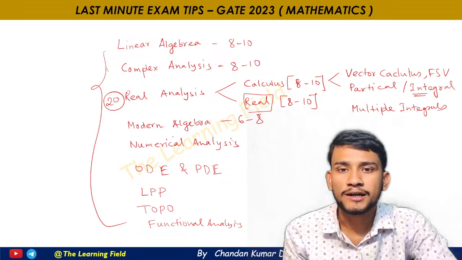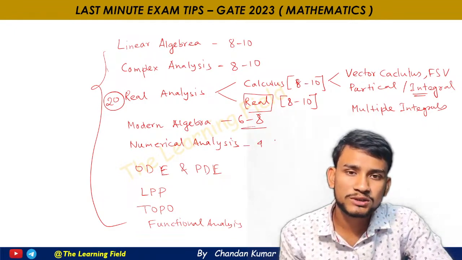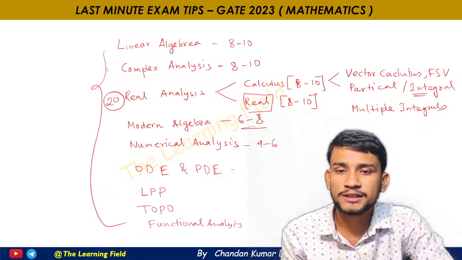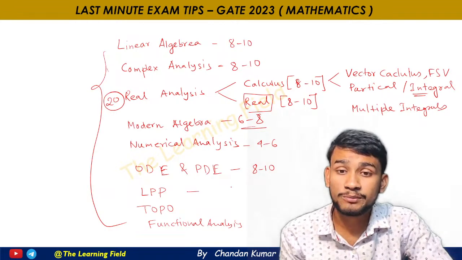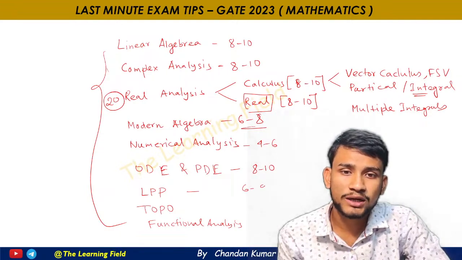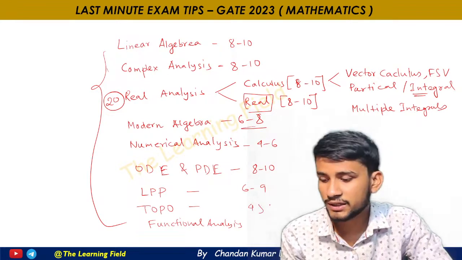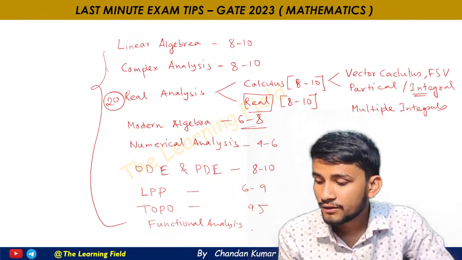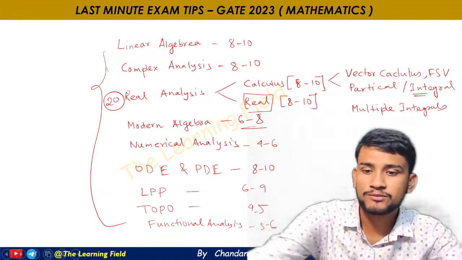In modern algebra, 6 to 8 marks come. In numerical analysis, 4 to 6 marks come. In ODE and PDE, 8 to 10 marks come. LPP is a very weighted topic, and from here also 6 to 9 marks you can get. In the topology section, 4 to 5 marks you can get, and in functional analysis 5 to 6 marks you can get from these topics.